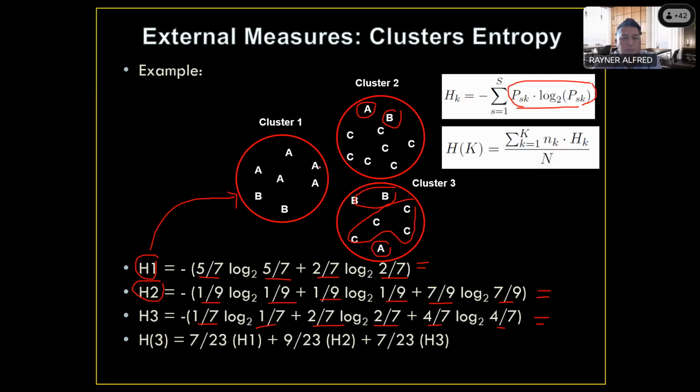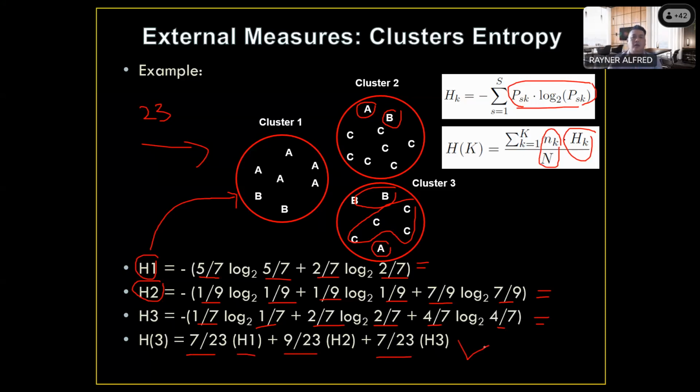So the total entropy for the clustering result will be the summation of all of them, but we need to look at the weightage. Okay, so the total number of members will be 23 data points. For cluster 1, we are looking at 7 members over 23. So that is the weightage of entropy for cluster 1. And this is 9/23, this is 7/23. So we get the total entropy.